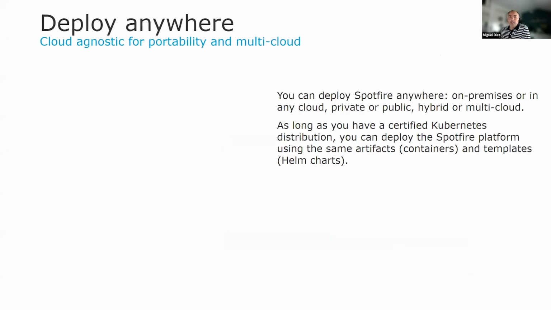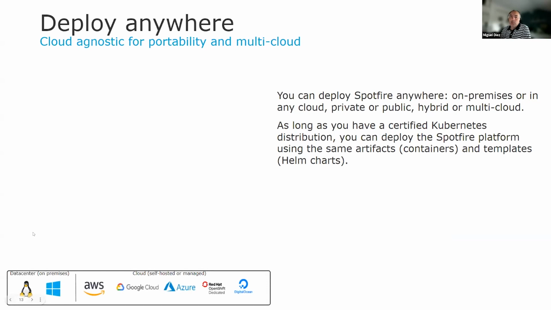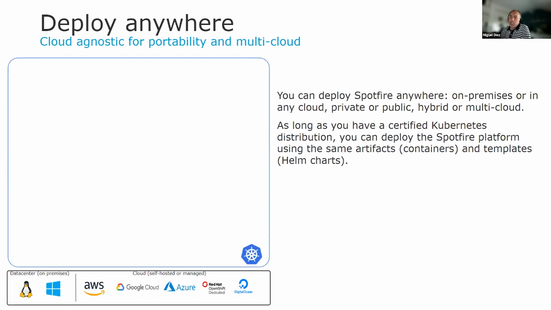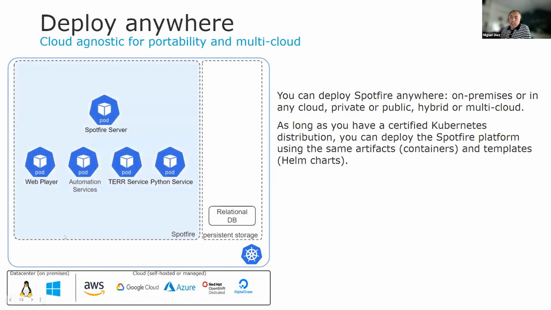So what have I done? What can you do with these recipes? You can deploy Spotfire anywhere, on premises or in any cloud, private, public, or multi-cloud. As long as you have a certified Kubernetes cluster distribution, you can deploy the Spotfire platform using the same artifacts, containers, and templates, the Helm charts. We believe that being cloud agnostic matters due to portability, no cloud service provider lock-in, and because it enables multi-cloud capabilities to improve your cloud infrastructure resilience and cost optimization.